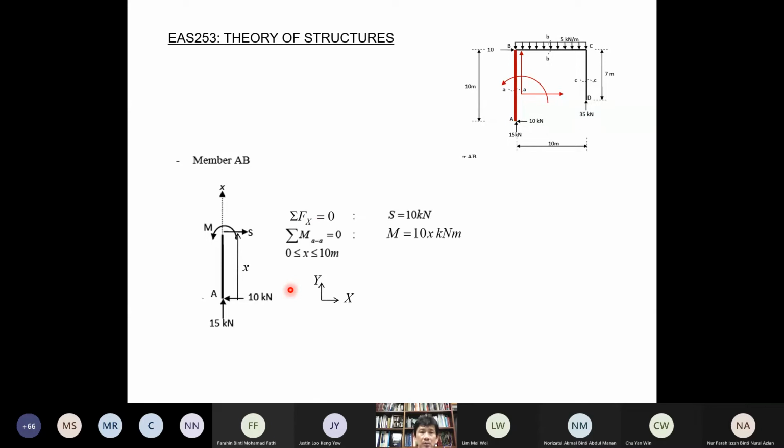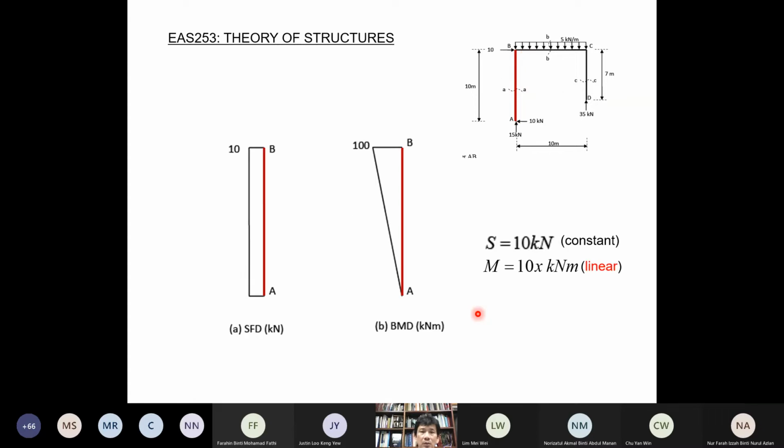Bending moment, take bending moment at the cut section here. So we have M equal to 10 multiplied by X, a straight line here. So this is applicable for A to B. So X is changing from 0 to 10.